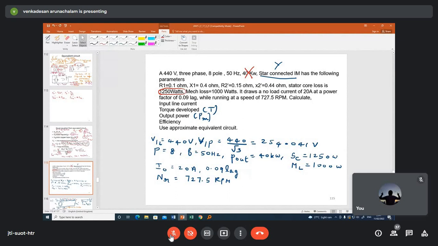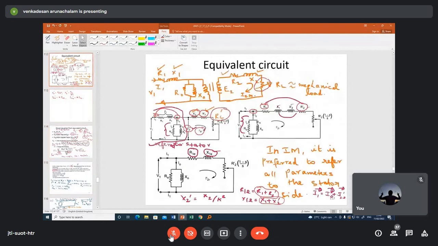Torque developed is T. That is the torque developed inside the rotor. It is not the final torque. It is not a shaft torque. It is not a useful torque. It is the torque developed in the rotor. Then they are asking for the efficiency of the machine, the complete efficiency. And of course, they are asking us to use the approximate equivalent circuit. So this is the approximate equivalent circuit, and you can use this equivalent circuit.